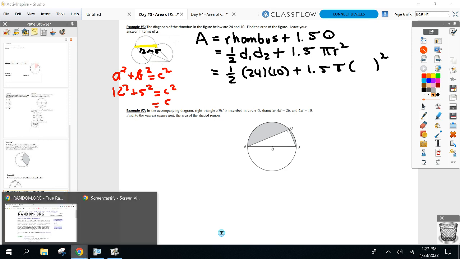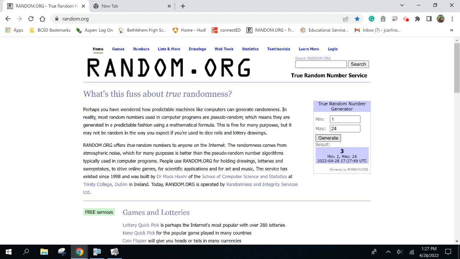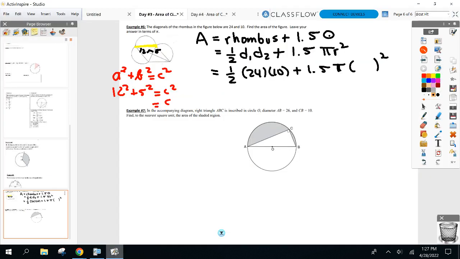What'd you get for the diameter length? 13. So now when I plug it in, don't plug in 13. We'll plug in 6.5. Your battle is almost won. What were the directions again? Terms of pi. So that means what has to be in my answer? Pi, meaning what button are you not touching on your calculator? The pi button. But we can do everything else.